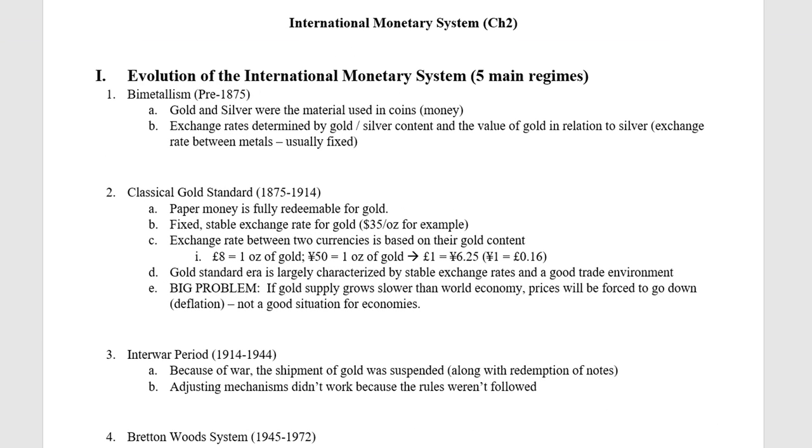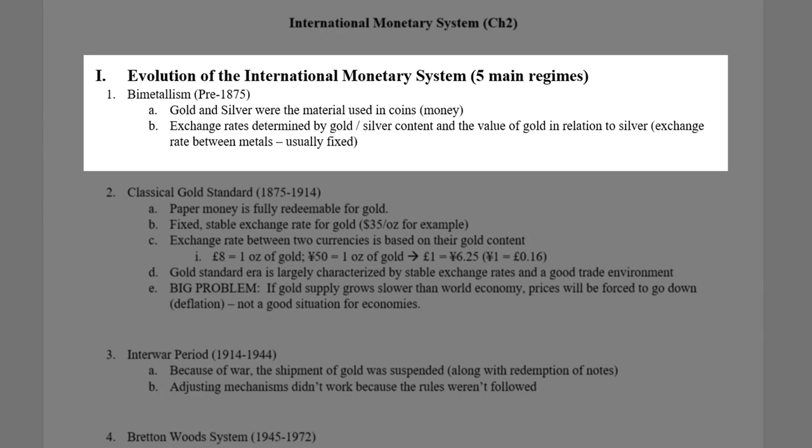Okay, in this video, we're going to take a look at the International Monetary System, Chapter 2 in the textbook, and we'll start with looking at different monetary systems or different regimes that have happened over time. We've classified these into a few different time periods. The only thing I really want you to know is basically what's on the sheet. You don't have to know all of the details, but just some high points for each of these regimes. The first one being the regime of bimetallism.